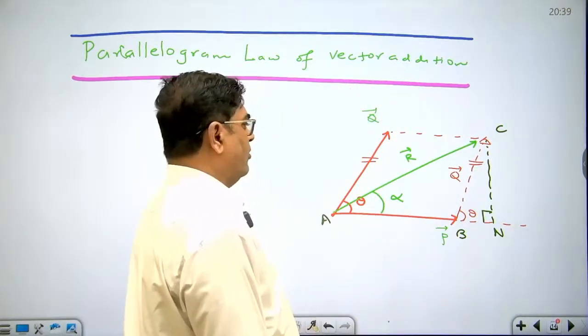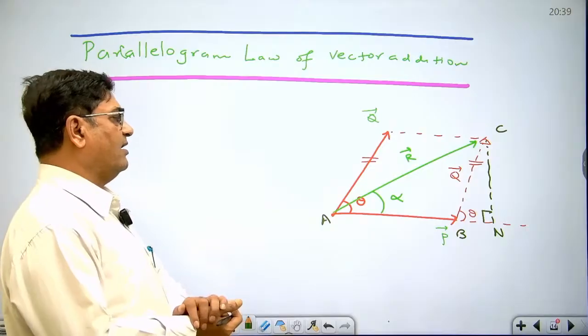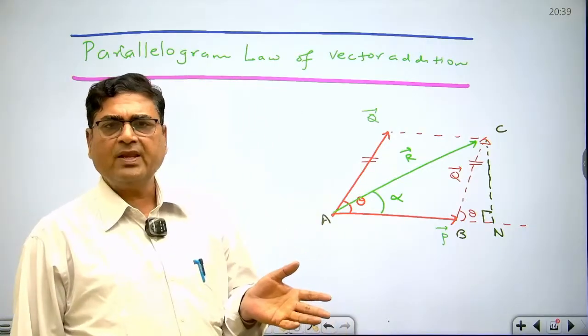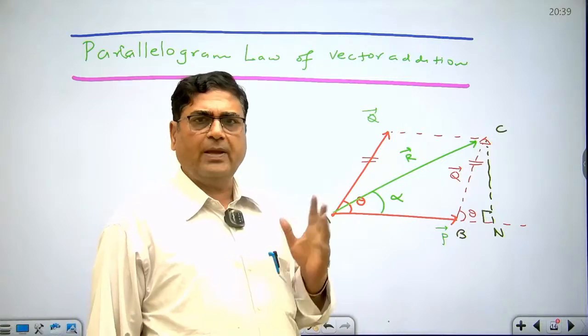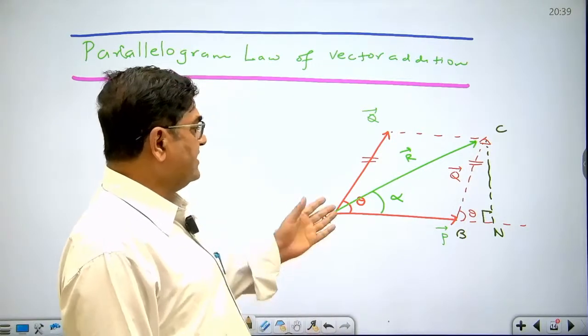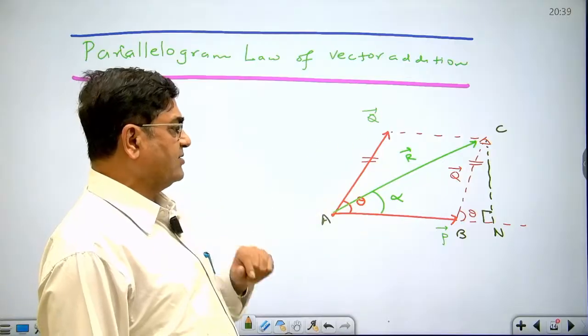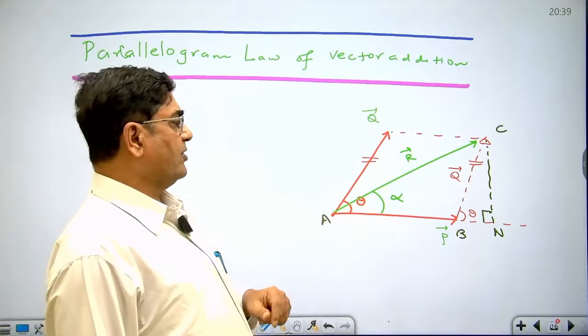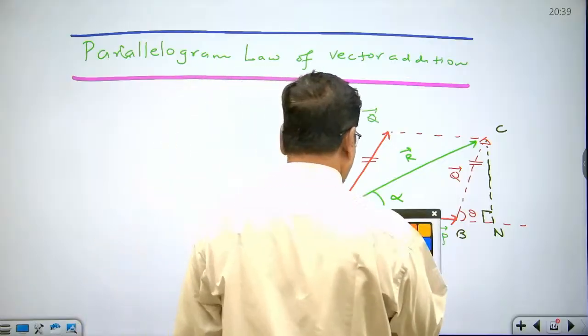Now ANC is a right angle triangle. In a right angle triangle, we can use the Pythagoras theorem: hypotenuse square equals base square plus perpendicular square. So what we will get? AC square equals AN square plus CN square. And what is AN? AN equals AB plus BN. So let's write the equation and find the result.